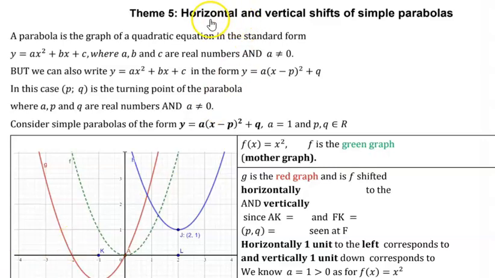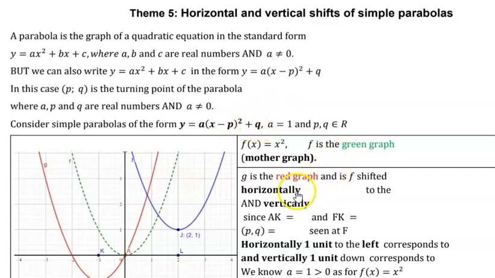In this video, we're going to look at horizontal and vertical shifts of simple parabolas. We again remind you of the standard form of parabola, y equal to ax squared plus bx plus c. In these examples, we're going to look more at this form, y equal to a(x minus p) squared plus q. For the simple parabolas, we're going to make a equal to 1, and in this case we can have a p value and a q value.